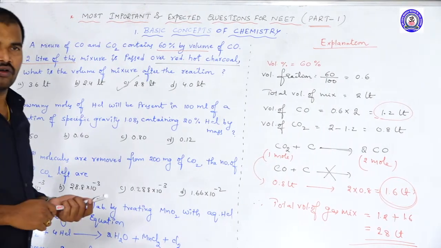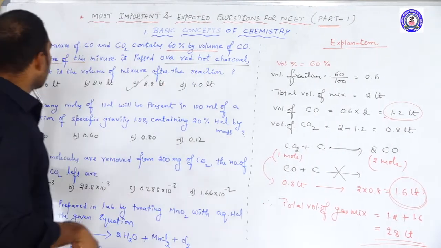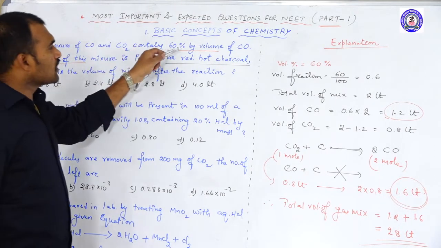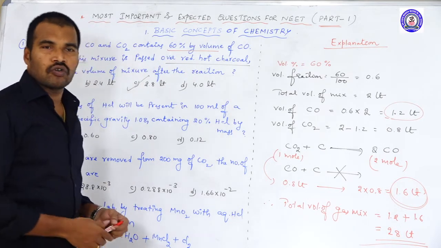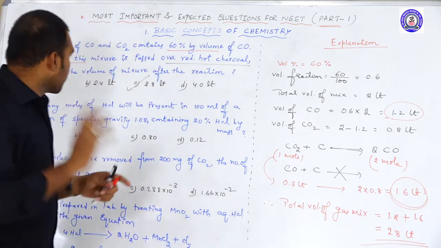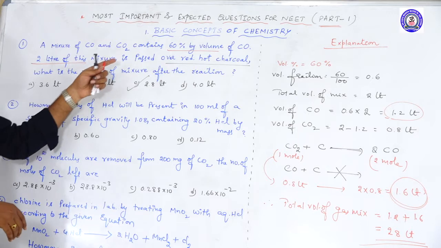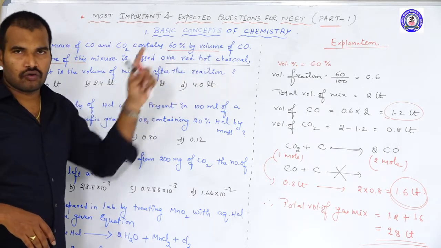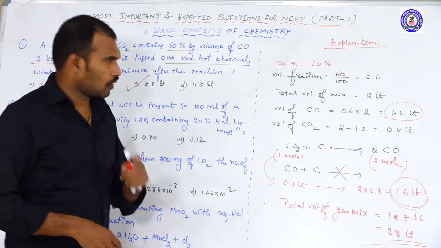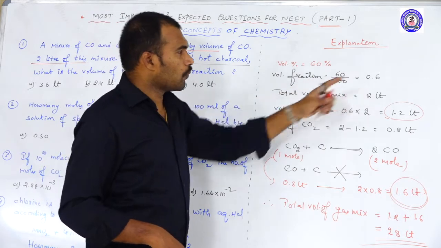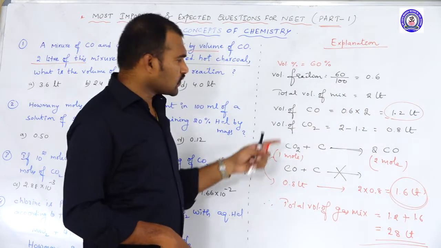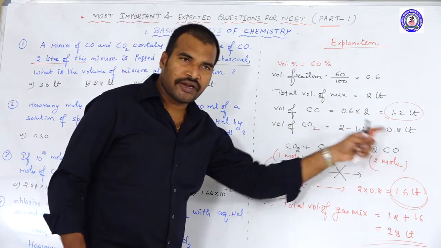Once again, in the given problem, it's a mixture of CO and CO2 gases. In that mixture, 60% by volume of CO they gave. That means the volume fraction of CO is 0.6. Next, when 2 liters of this mixture is passed over red hot charcoal, what is the volume of the mixture after the reaction? From the 0.6 volume fraction, the volume of CO is equal to 1.2 liters and the volume of CO2 is equal to 0.8 liters.